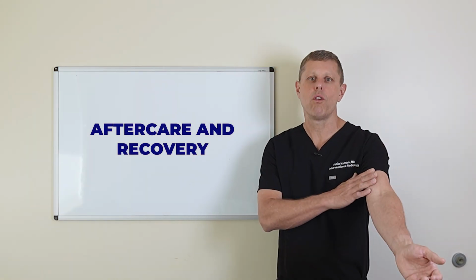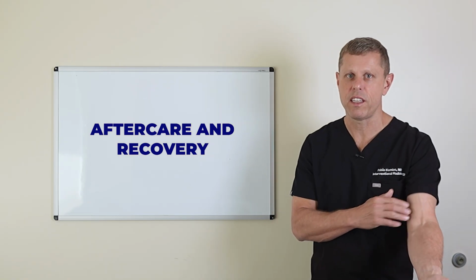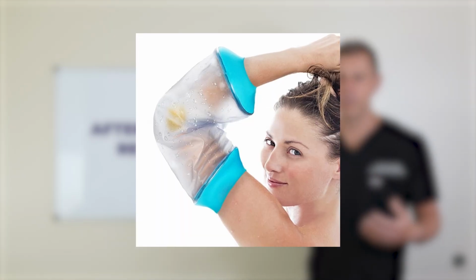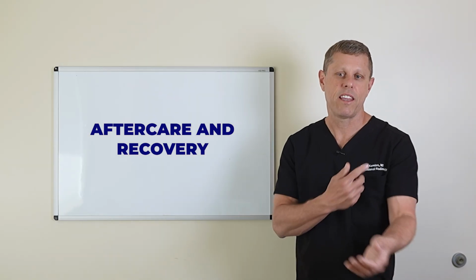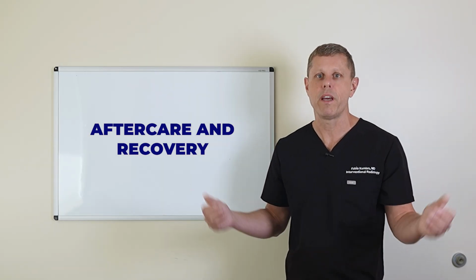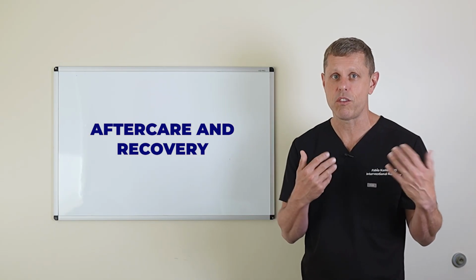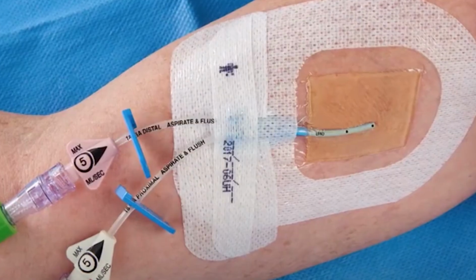Now, PICC lines go in the arm. They are a catheter that is exiting the arm. And there are a lot of devices on the market, so you can wrap the catheter and take a shower with them. And then after the shower, you can unwrap it, so the dressing doesn't get wet. Usually these dressings need to be changed.